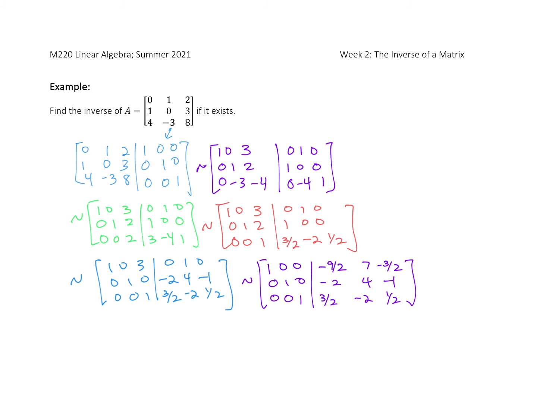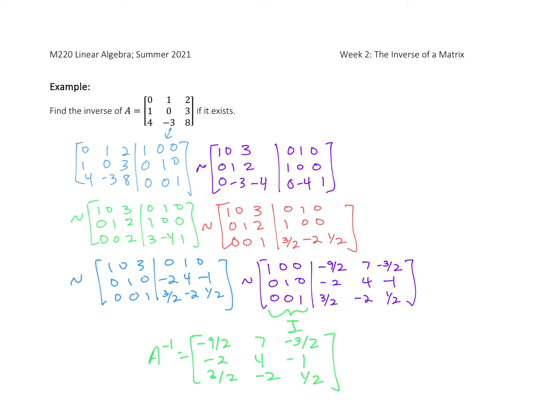How did you do? I had a little fun with some colors. Sorry. So I did get down to the identity matrix here on the left-hand side, which means that our inverse exists and is equal to what we have now on the right-hand side. So I got -9/2 in that first position, 7, -3/2, -2, 4, -1, 3/2, -2, and 1/2.